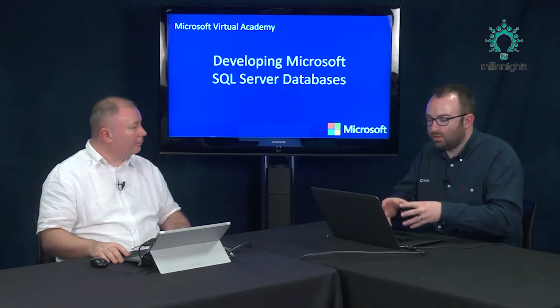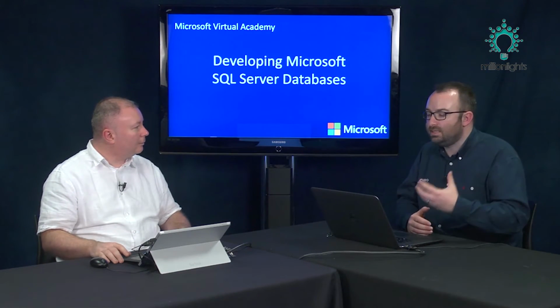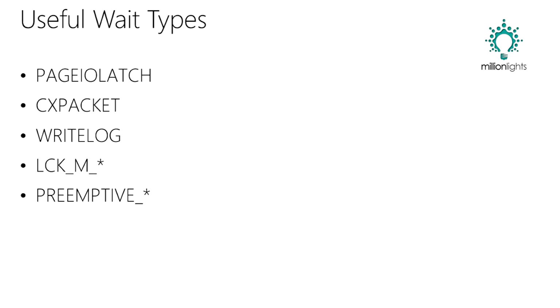Anyway, the short story for CX packet wait is that it indicates parallelism, which indicates expensive queries, and if you're running on an OLTP system, you're not really expecting big expensive queries to be there. So it's an indication that you would go and investigate and find these big expensive queries and see if they're expensive because they haven't been written properly, or that they need to be expensive in order to achieve the business logic. Okay. So the next one on there is write log.